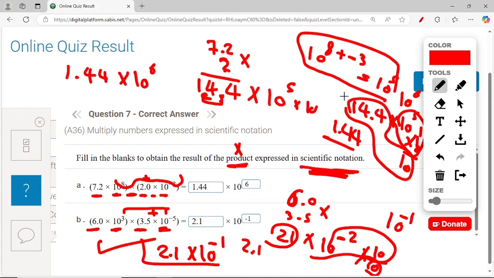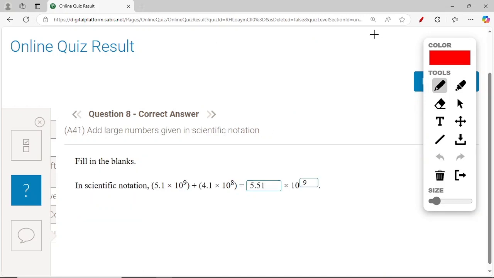Okay? Now fill in the blank in scientific notation. So we need to make the result in scientific notation. 5.1 multiply 10 power of 9 plus 4.1 multiply 10 power of 8. So we have plus here. And we have different power of 10, so we need to make it the same. So what we said, we will make the small power the same as the big one.